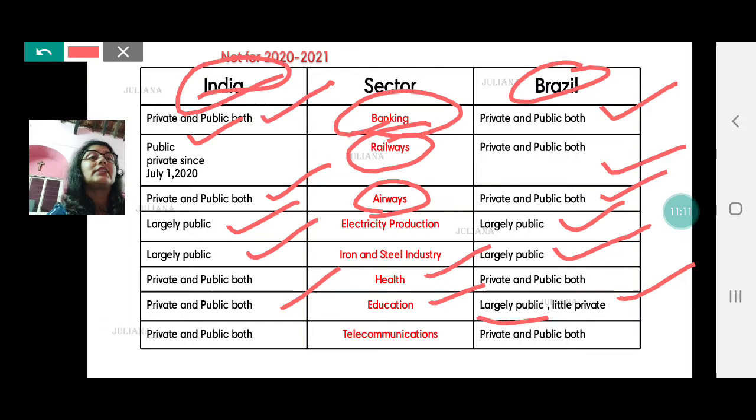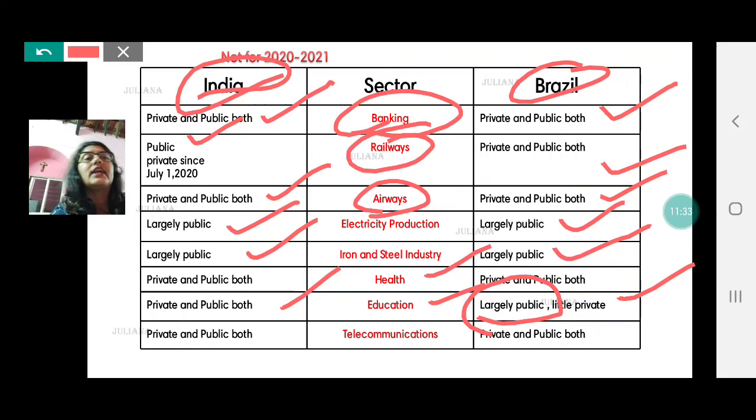Now here there is a contradiction. Brazil has more public schools and less private schools. Okay, because in India education has been more commercialized, and the government does not invest much in education, and therefore the quality also goes down, and so people prefer private schools.